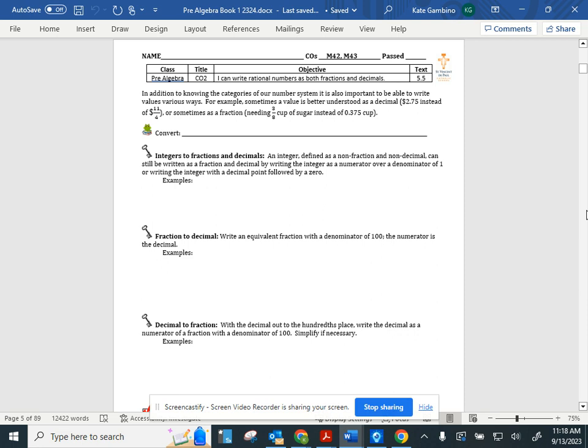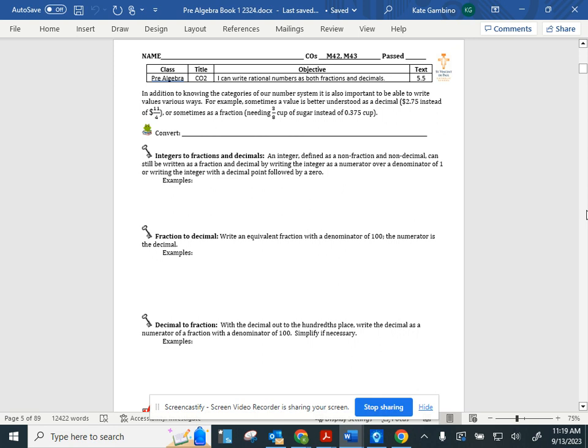Needing 3/8 of a cup of sugar instead of 0.375 cup of sugar. I can't. My brain is going too fast because I'm trying to do this quickly so we don't have homework. Look at this decimal. 375 thousandths. I just had to complete my thought. 375 thousandths.